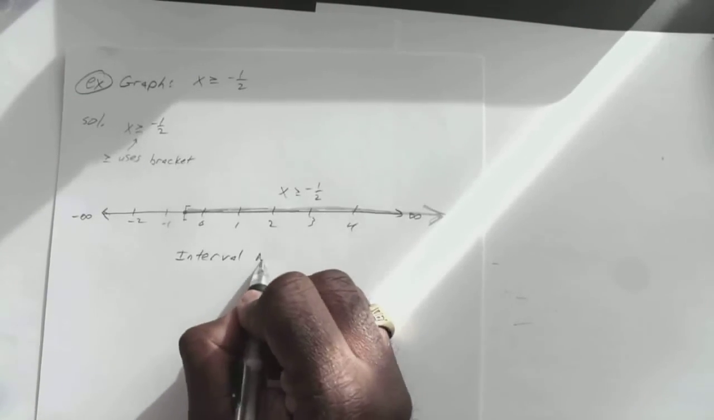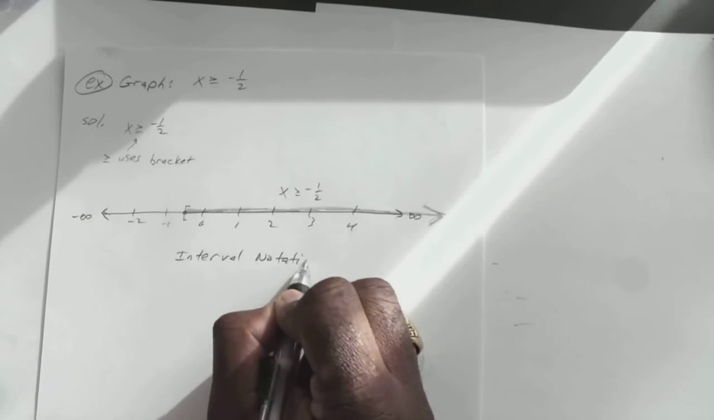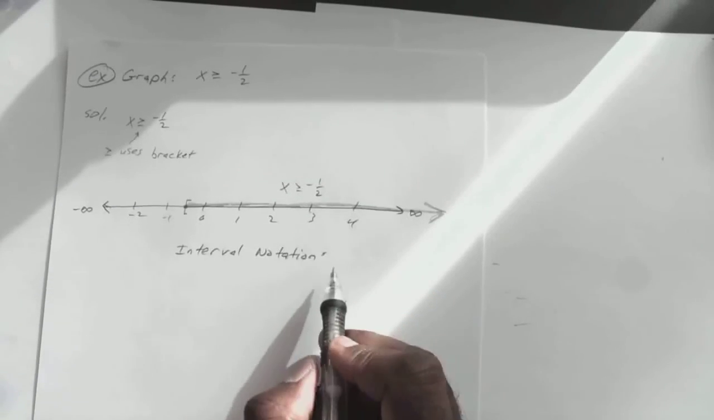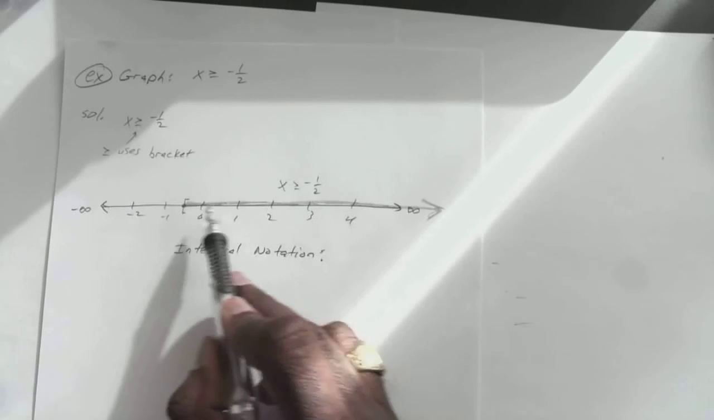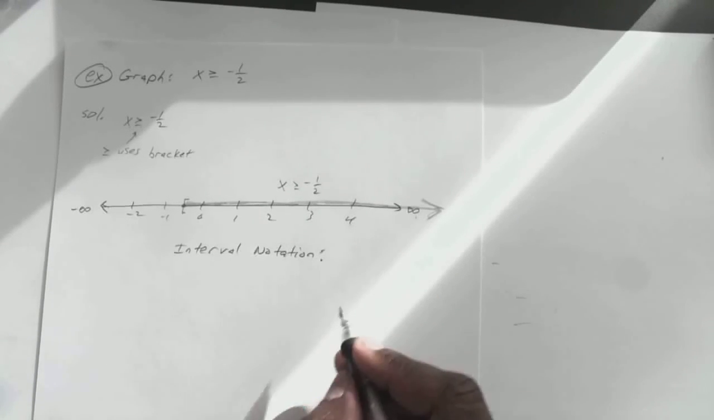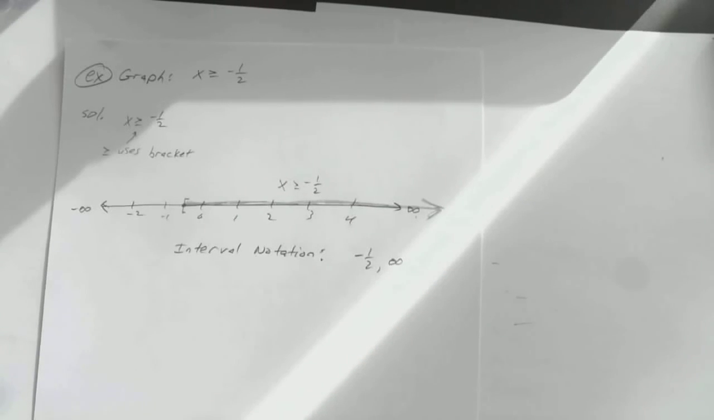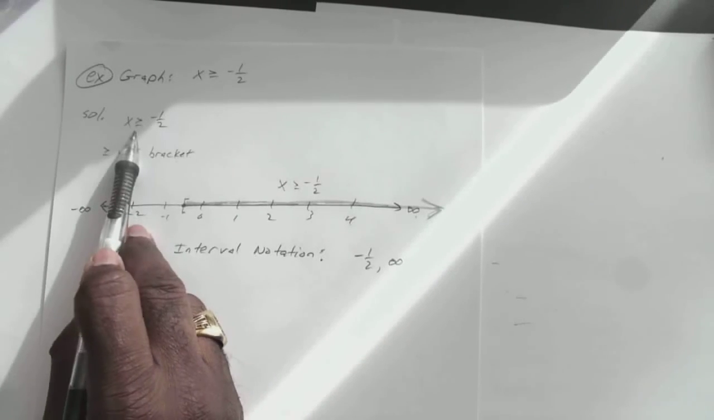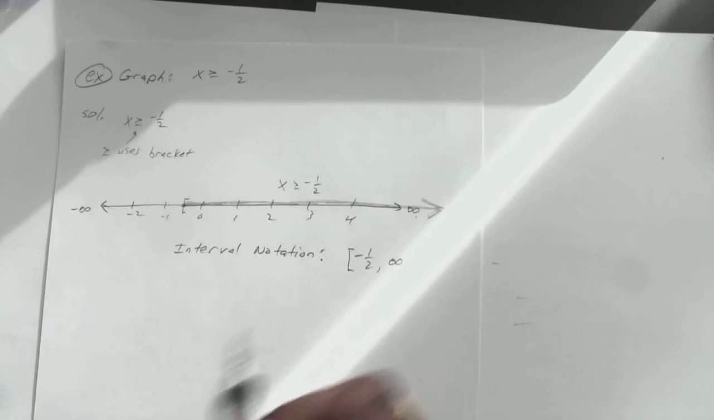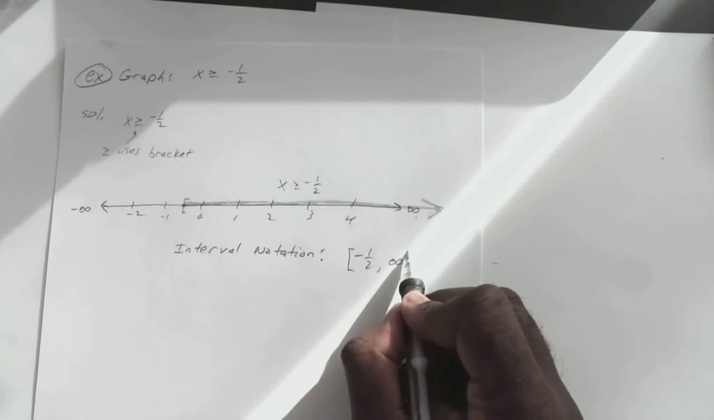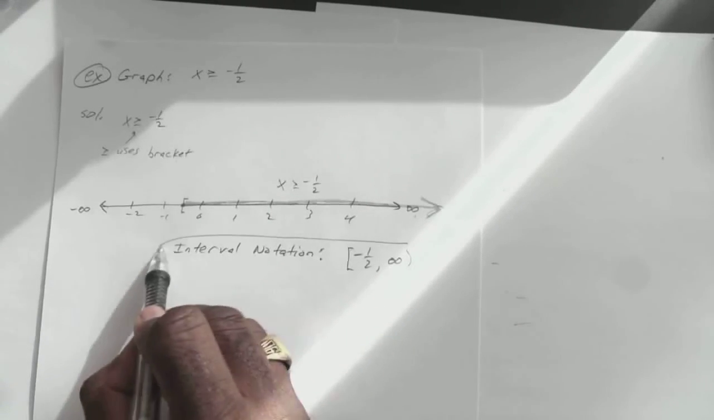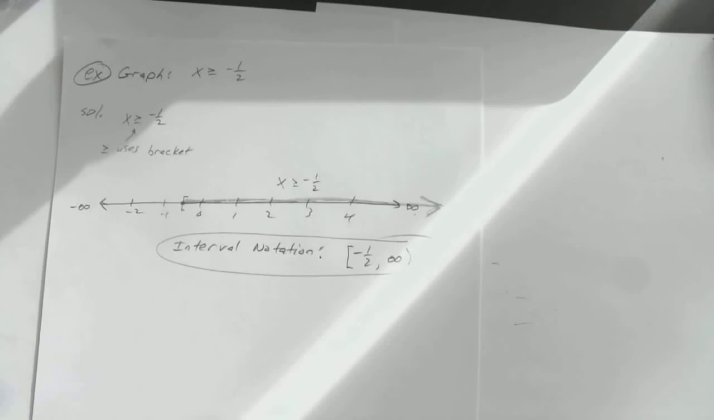So our interval notation, remember, that goes from negative 1/2 all the way to infinity. Since it's greater than or equal to, we have a bracket for our negative 1/2, and our infinity will always have a parentheses. All right.